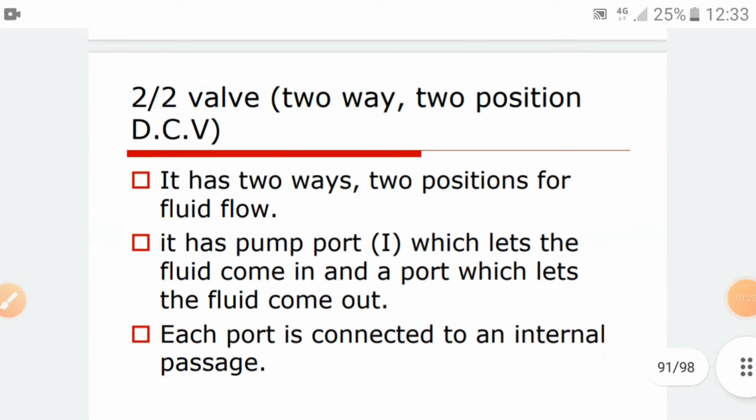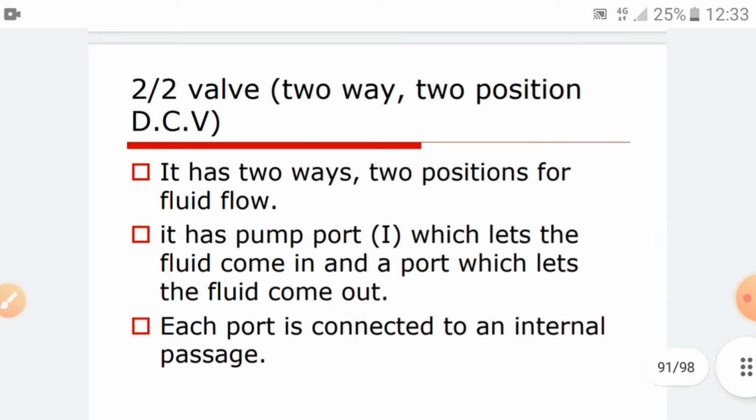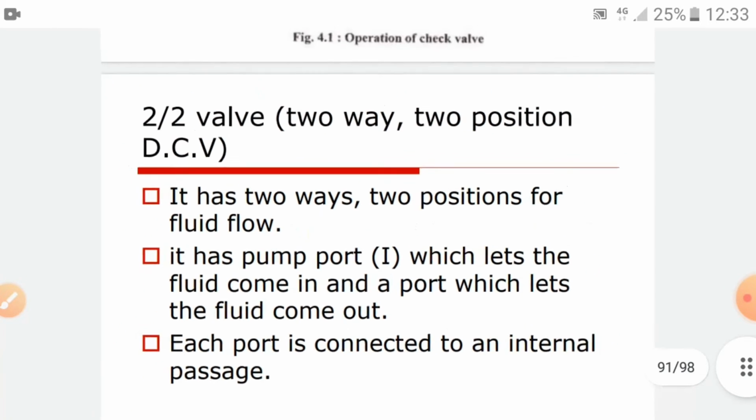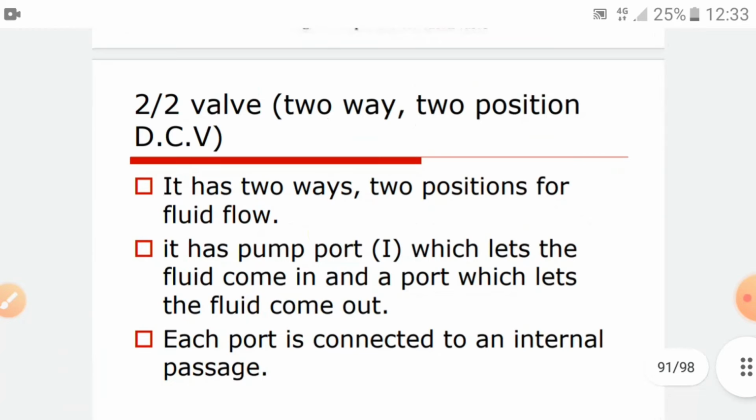Next one is a 2 by 2 valve. Its meaning is two-way, two position directional control valve. It has two-way, two position for fluid flow. It has a pump port which lets the fluid come in and a port which lets the fluid come out. Each port is connected to an internal passage.